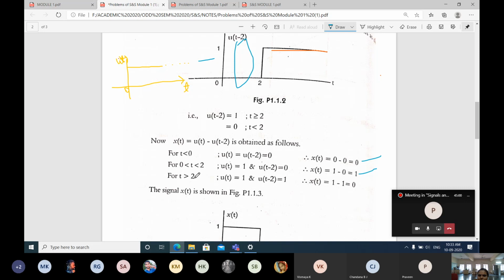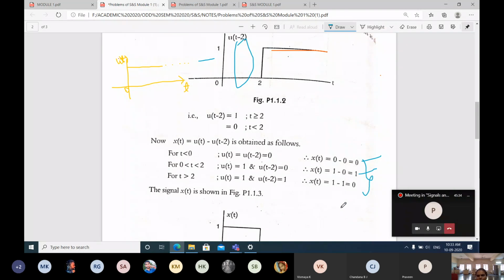Then for t greater than 2, u of t is what? It's always 1 only. For u of t minus 2, at this position it has the amplitude 1. Then x of t is what? 1 minus 1 is 0. This is the output we got.